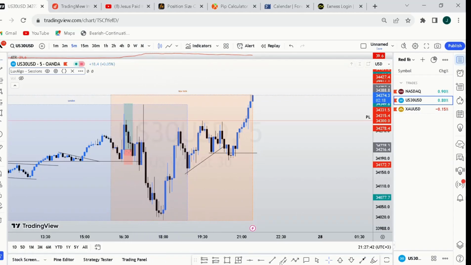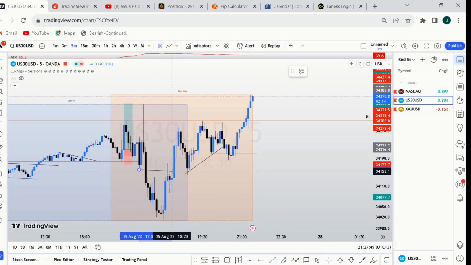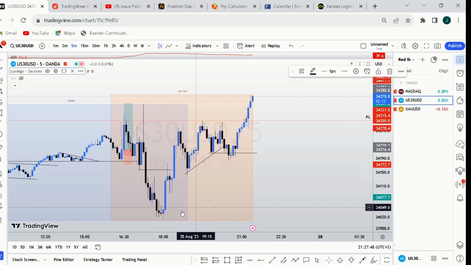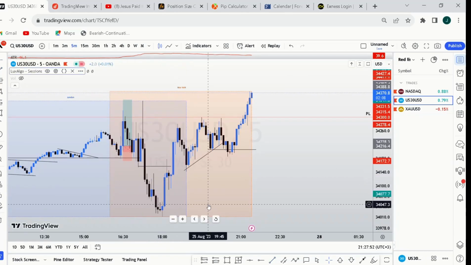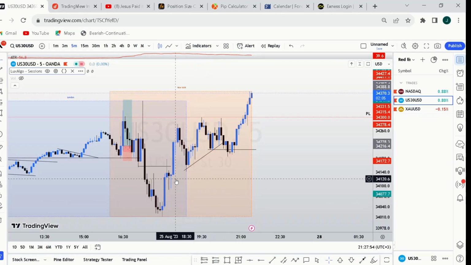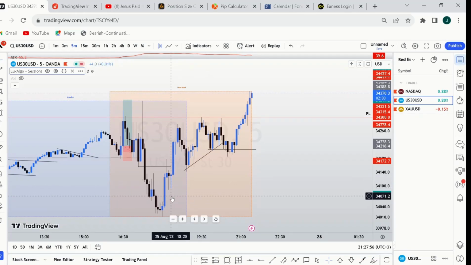See this zone, I was expecting this market to sell from this zone, somewhere like here. Guess what? It gave me this hammer, it gave me again this one, and I was like, what the heck, is it going to go down or is it going to reverse? So it did not go down, man.